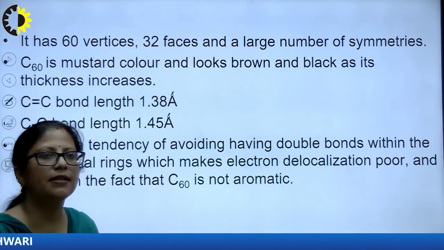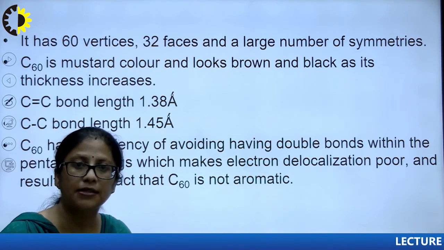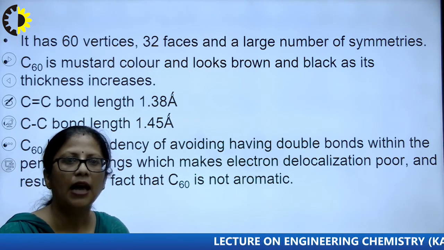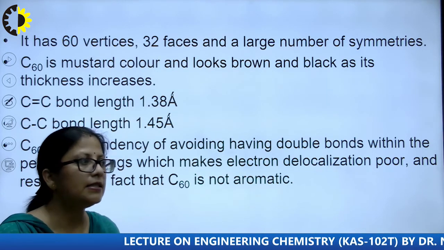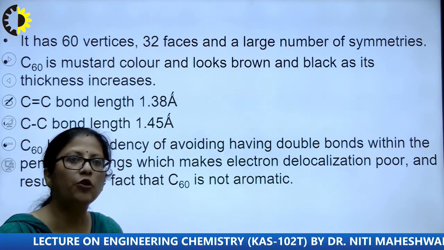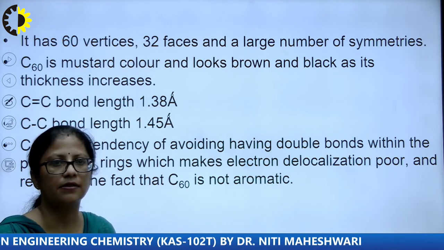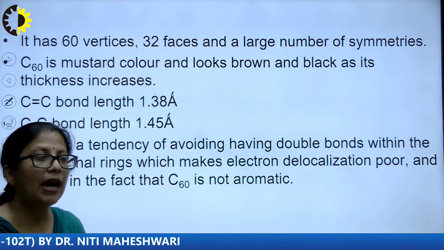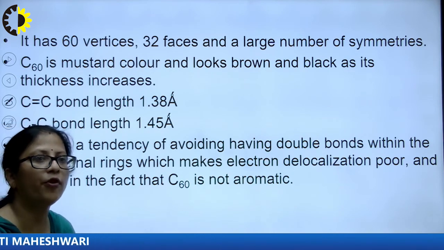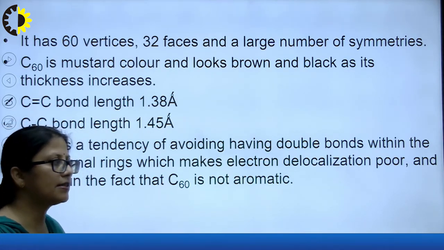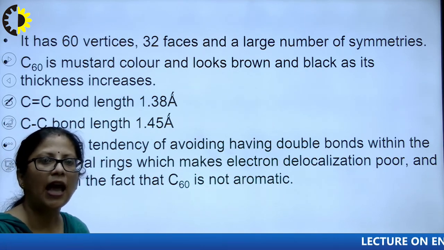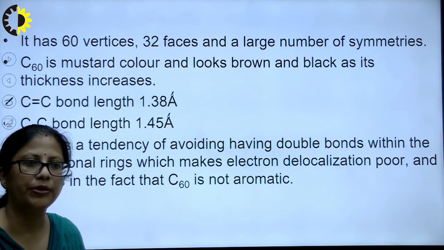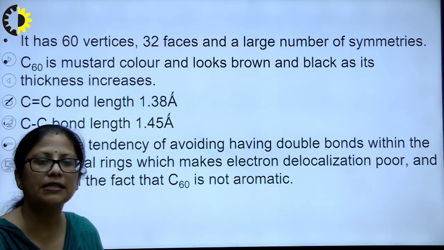Since there are 60 carbons present in C60, there are 60 vertices and 32 faces. 32 faces means 32 pentagon and hexagonal faces, and a large number of symmetries. C60 is a mustard color, and it looks brown and black as its thickness increases. The carbon-carbon double bond length is of the order of 1.38 angstrom, and the carbon-carbon single bond length is of the order of 1.45 angstrom. C60 also has a tendency of avoiding double bonds within the pentagonal rings, which makes electron delocalization poor and results in C60 not being aromatic.